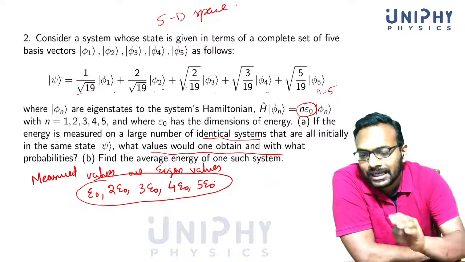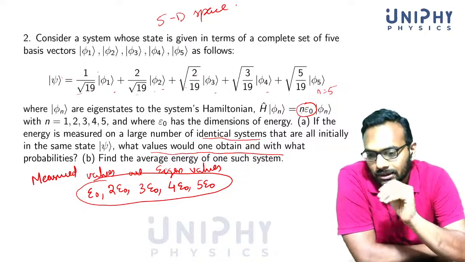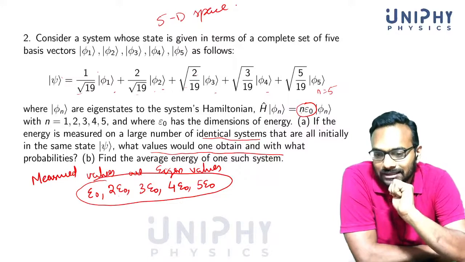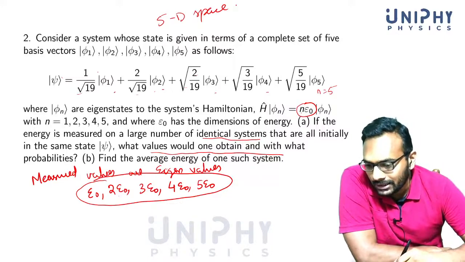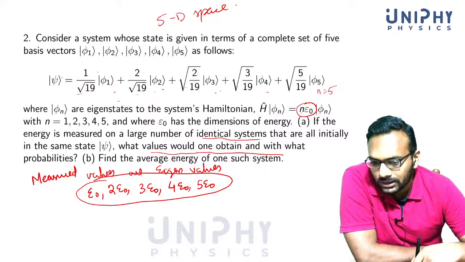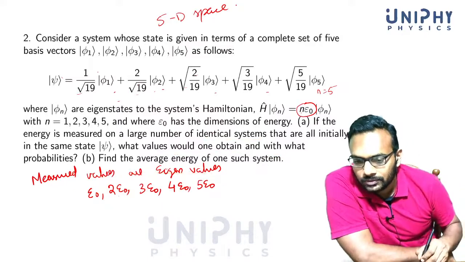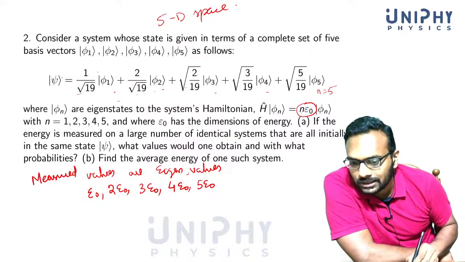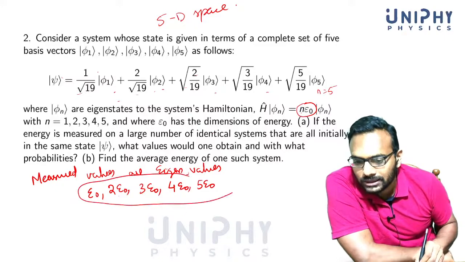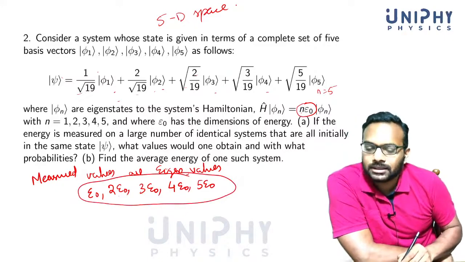So if you measure the energy of this system in this state, you will get either epsilon 0 or 2 epsilon 0, 3 epsilon 0, one of these. So these are the values that you will obtain. On a single measurement, you will get one of these.